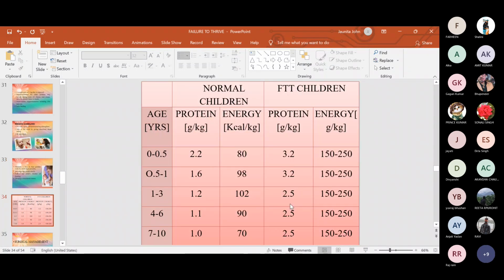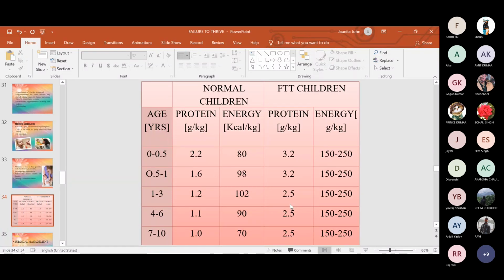Next is a chart which shows the normal child protein energy requirement and the failure to thrive child protein energy requirement. You all can refer to this. If any doubt, you can ask, because it's just by age. Then protein, which is in grams per kg, and energy, which is kilocalories per kg. Similarly it is for the normal child, and likewise for the FTT child.